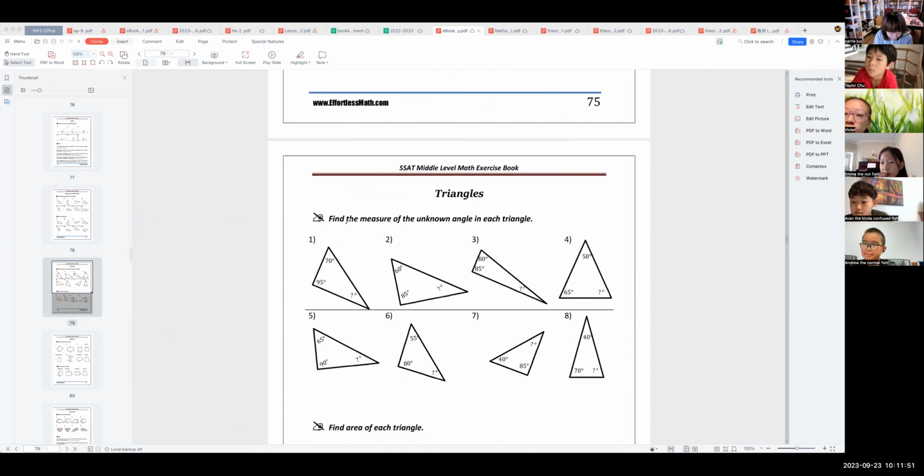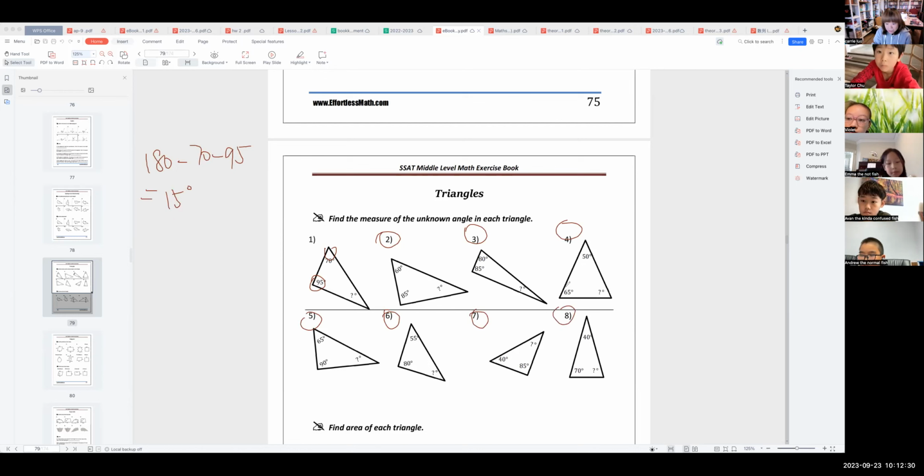Okay, so everybody, Violet, do you still remember what is the inside degree of three angles? 180. Okay, so if one is 70, one is 95, what is the angle for the other one? 50. Okay, so it's 180 minus 70 minus 95, right? Equals 15 degrees. Very good. Good job. Okay, so everybody, do 2, 3, 4, 5, 6, 7, 8. Very simple, do it, okay?